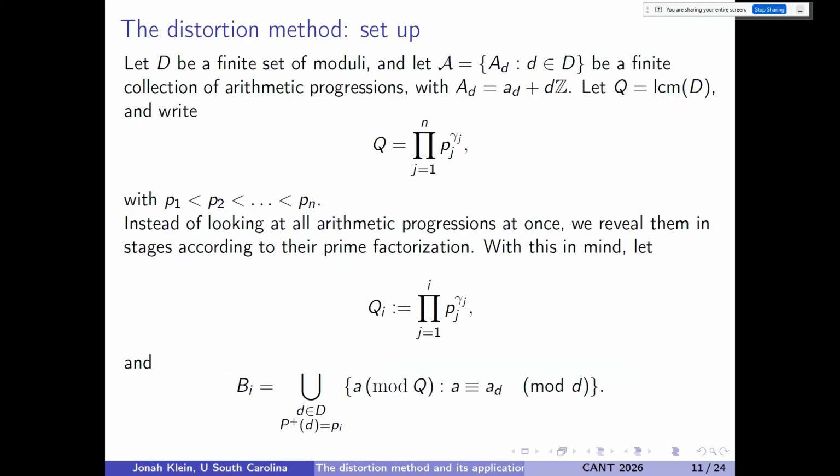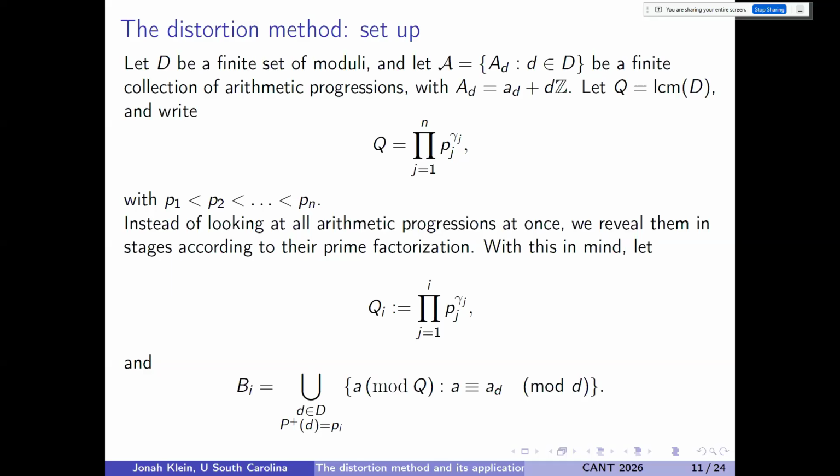The name of my talk includes the distortion method, and we're going to go into some detail about what this is. So let D be a finite set of moduli. Let A be a set of arithmetic progressions with moduli set D, where each is a_d + dZ. Let Q denote the LCM of all those moduli, and write Q in its factorization in primes, where the primes are listed in increasing order.